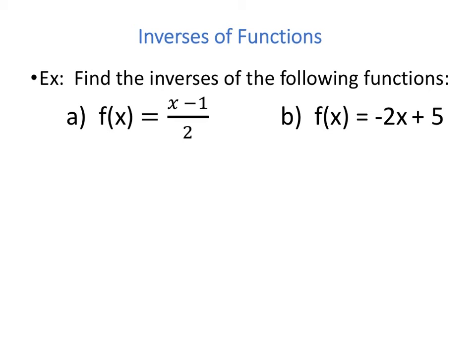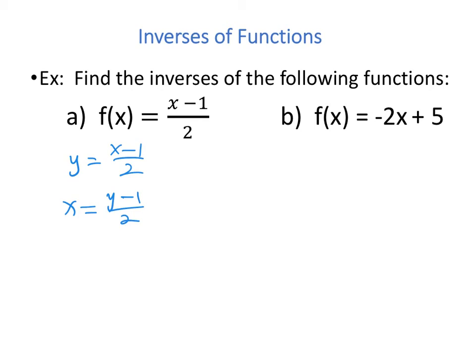So let's take a look at a couple more here together before I have you guys try one. So first step would be setting it equal to y. So it's going to be y equals (x minus 1) over 2. Second step would be flipping the variables. So it's going to be x equals (y minus 1) all over 2. And the third and final step would be solving that for y.